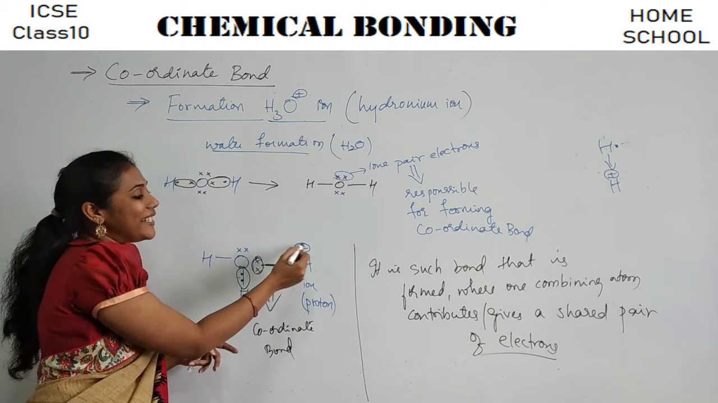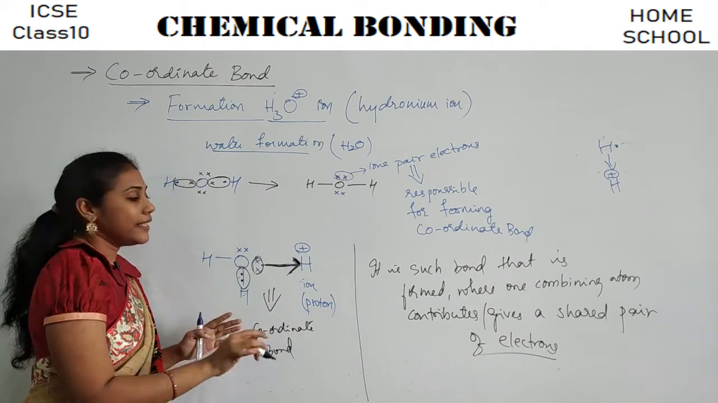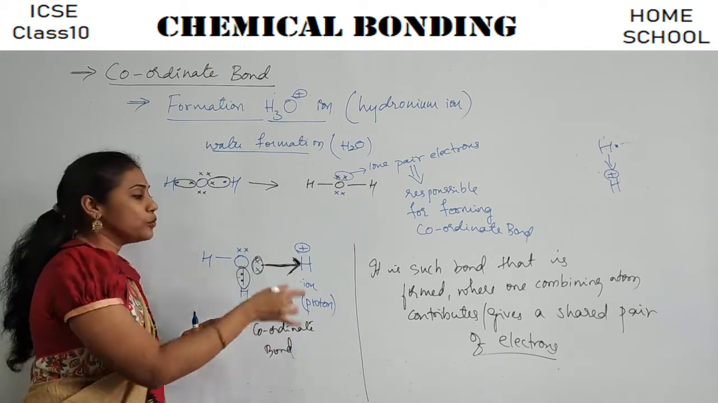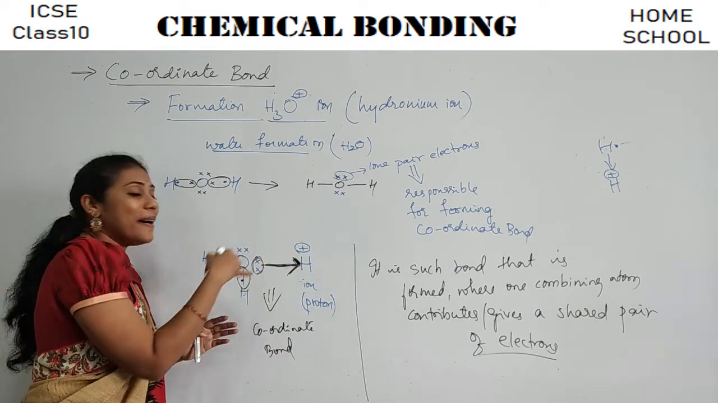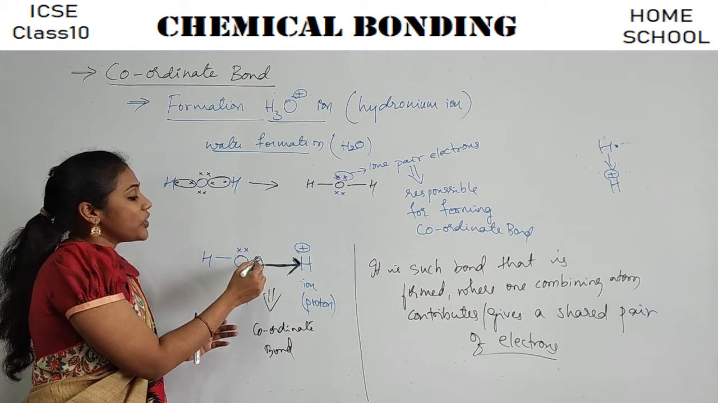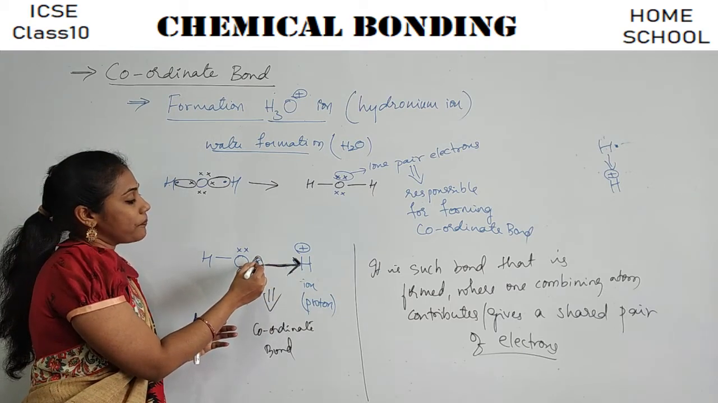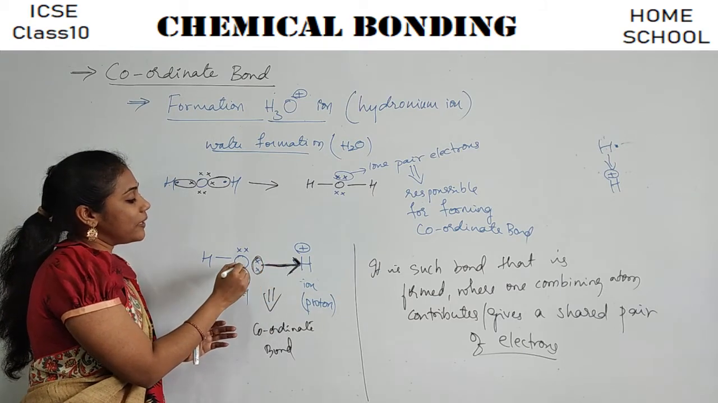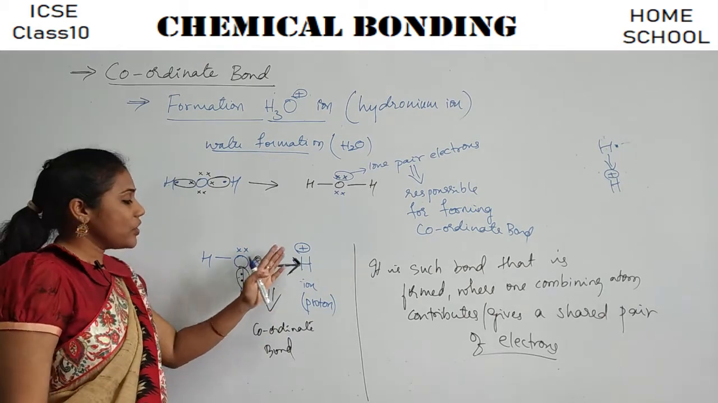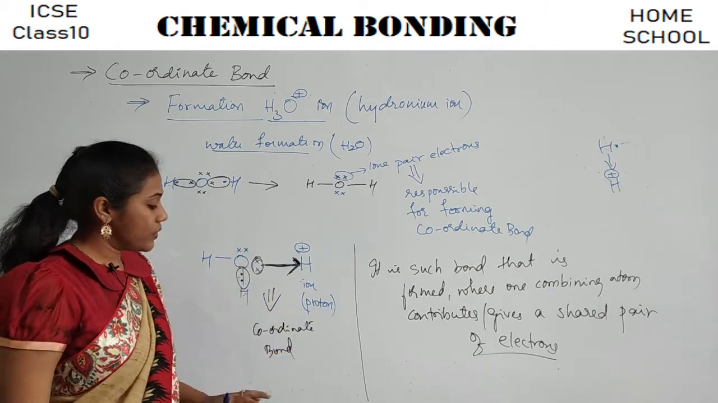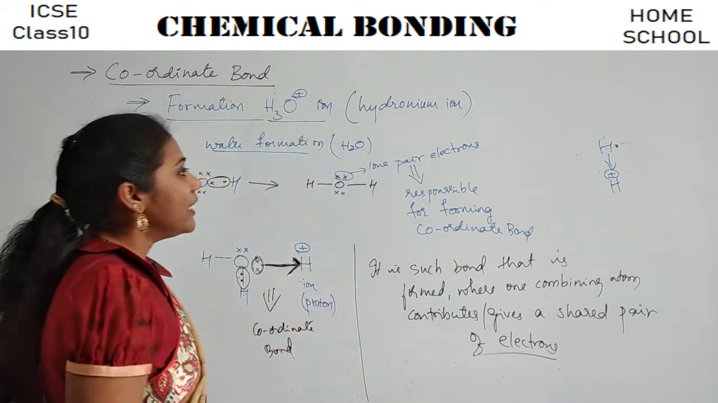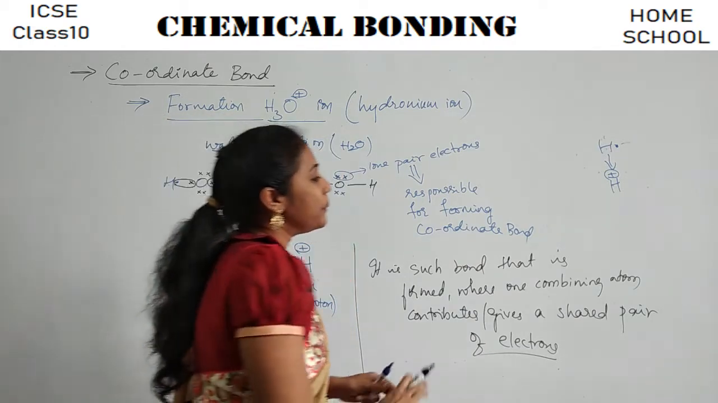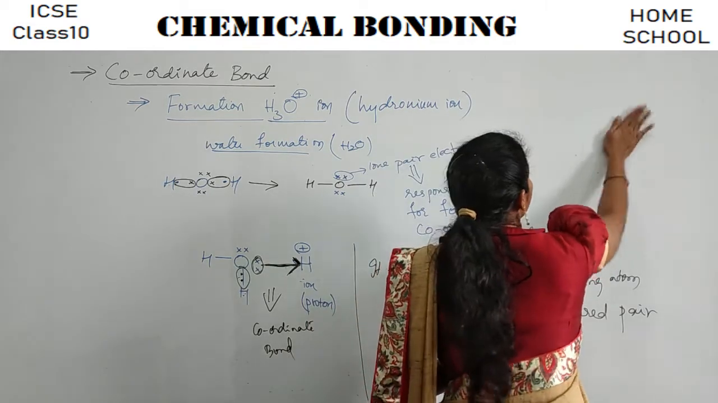Another atom is helpless. It is passive, inactive, just waiting to get stability, just trying to get help from others. So the shared pair of electrons is completely given by one of the atoms. Such a bond we call a coordinate bond. Clear? And now let us look at one more example.